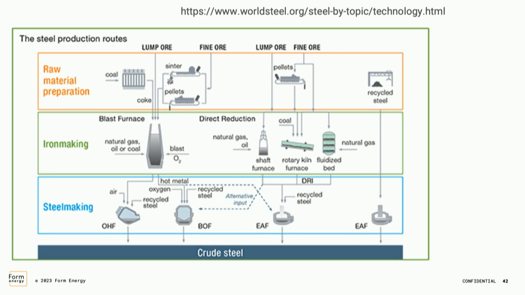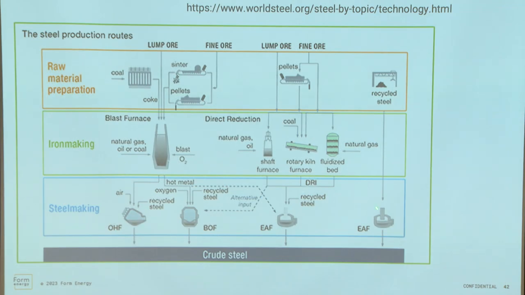They divide it into three steps, raw material preparation. So this is sort of your iron ore steps, iron making, and then steel making. So how do I first get iron, and then how do I add carbon to that to make it useful and convert it into something that's extremely strong, lightweight, and useful for all kinds of things. And there's three basic processes, which I'll draw as vertical columns on this.